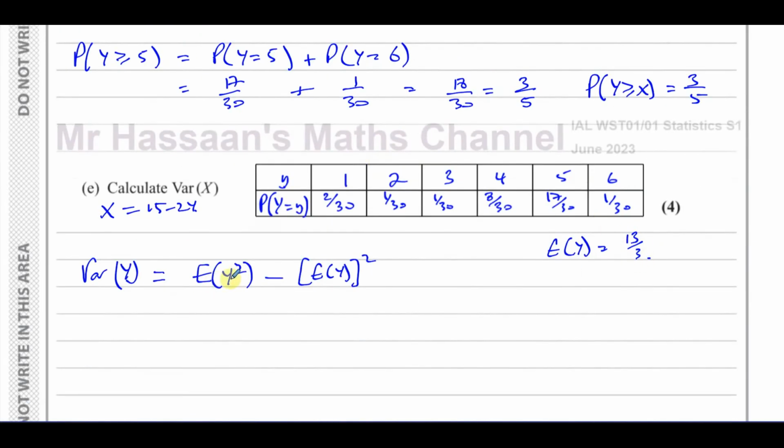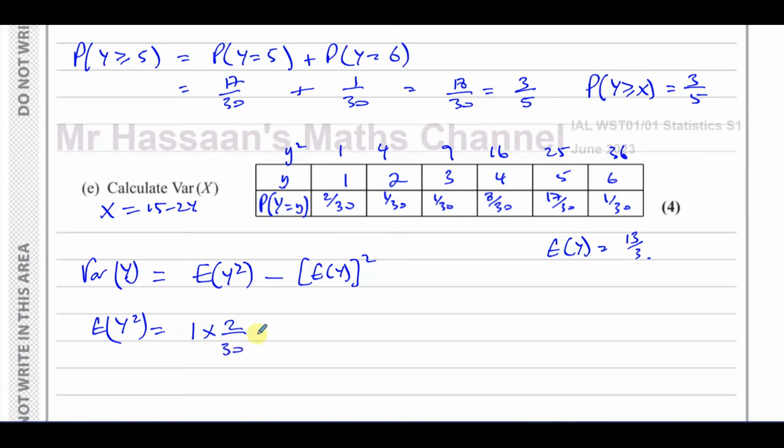Okay, now we've got to find what this is. So what we've got to do to find E(Y squared) is take the y values and square them. That gives you 1, 4, 9, 16, 25, and 36. To find what E(Y squared) is, we have to take these squared values of y and multiply them by the probability.